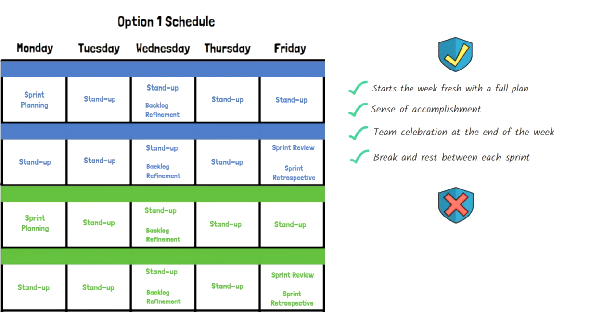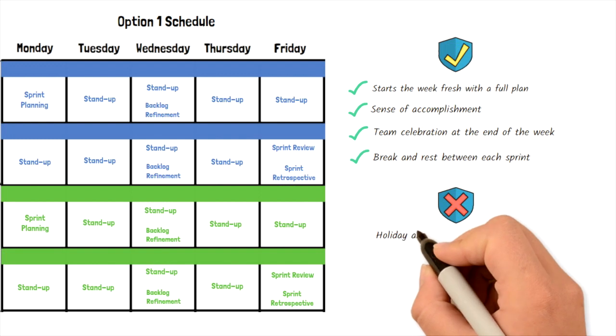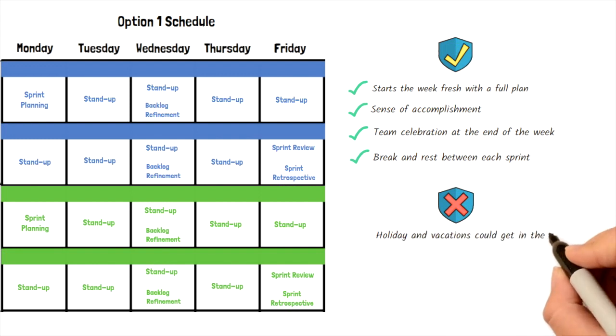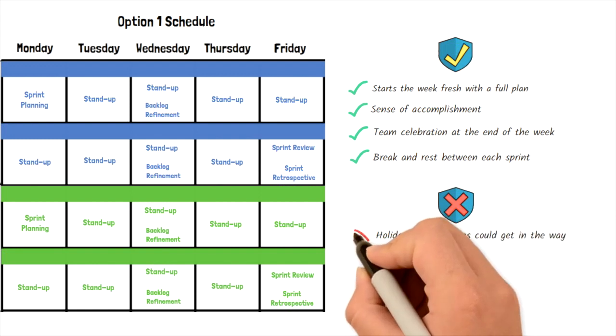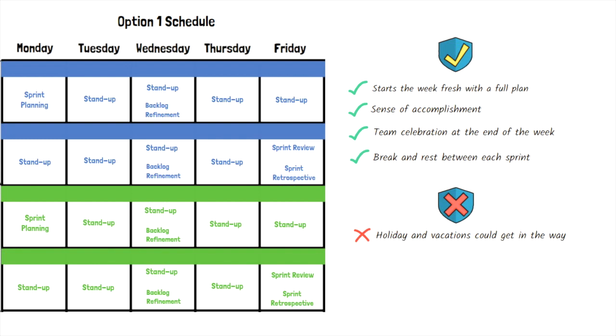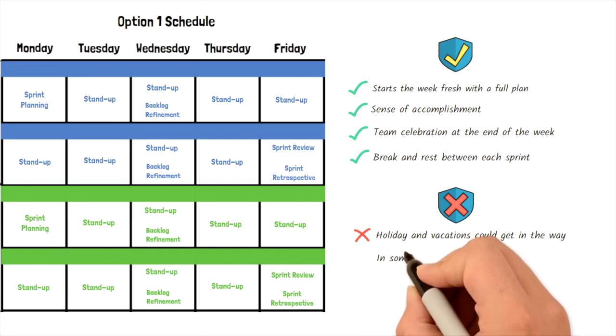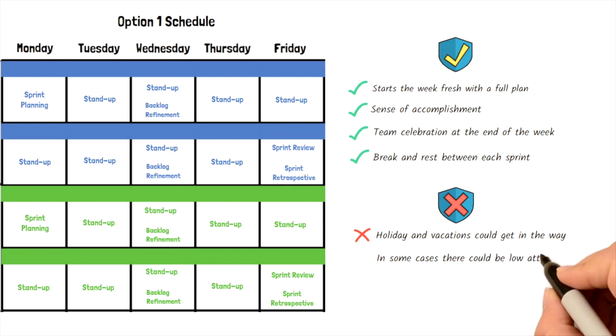The downside of option 1 is that holidays and people taking vacation tends to fall more on Monday and Fridays, which could lead to having to move the sprint planning or sprint review. In some corporations, Monday tends to be a busy day with other corporate events or meetings, which could result in low attendance during a sprint review or team members missing the sprint planning.